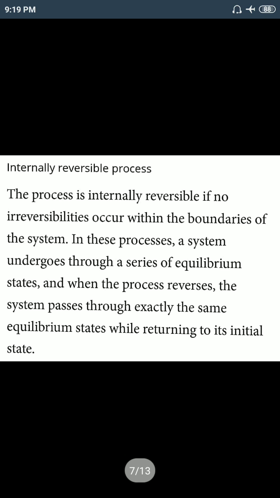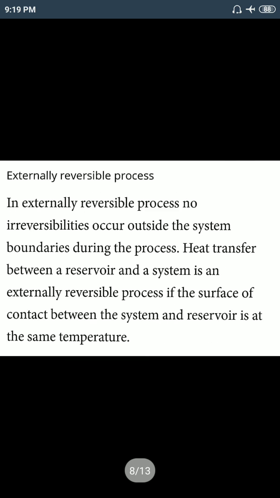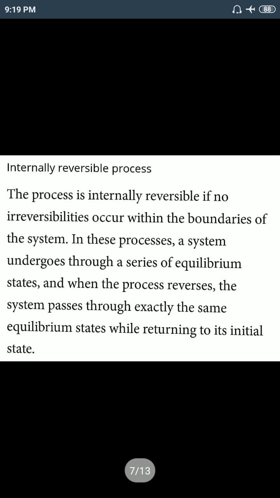Now, this reversible process is of two types. We can divide it into two parts: the internally reversible process and the externally reversible process. Internally reversible means no irreversibility occurs within the boundaries of the system. In this process, a system undergoes a series of equilibrium states, and when the process reverses, the system passes through exactly the same equilibrium states while returning to its initial state.